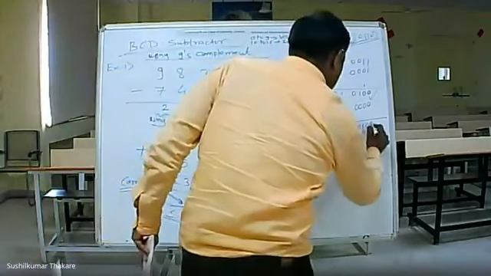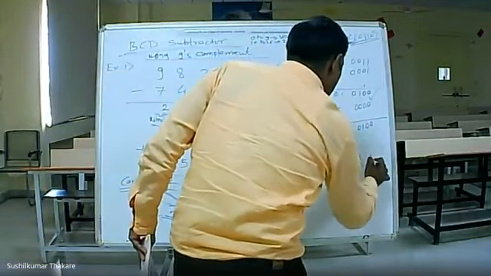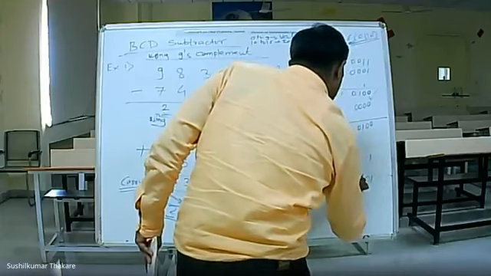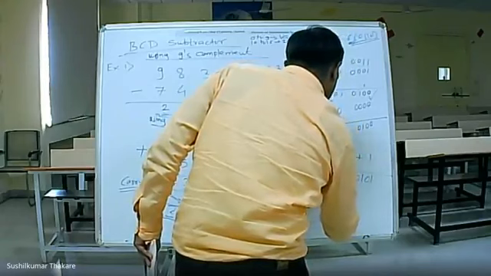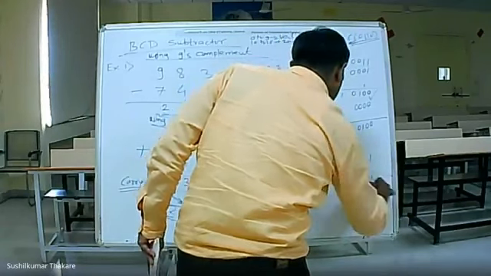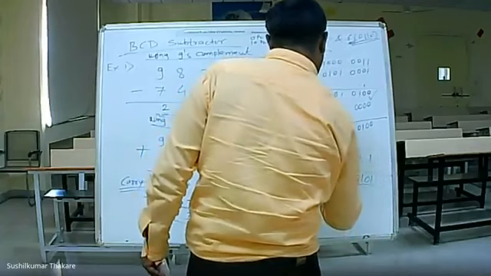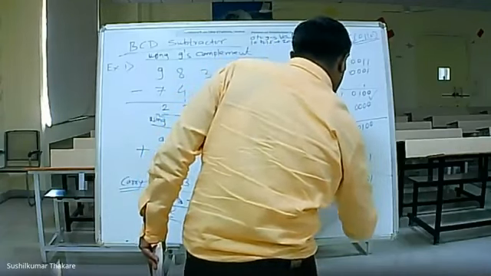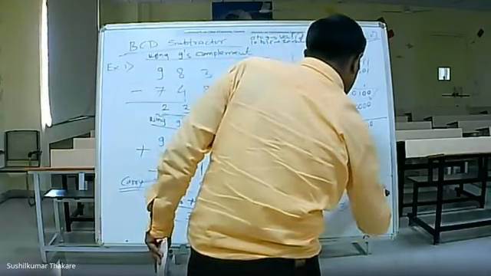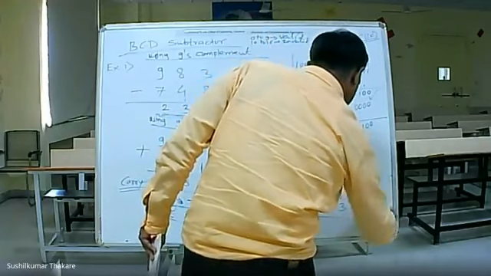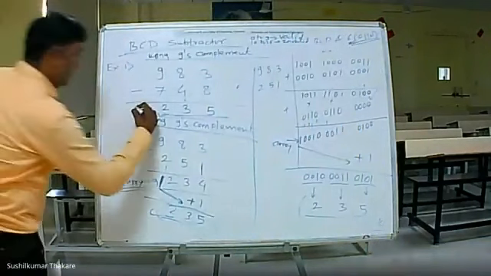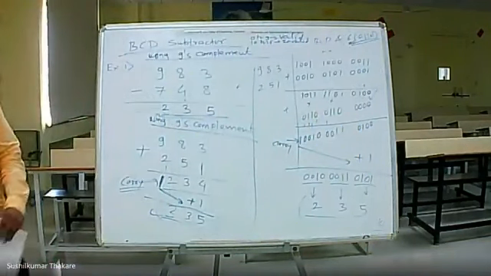Okay. So 0 plus 1 is 1. 0 plus 1 is 1. Then 0, 1, 0, 1, 1, 0, 0. And 0, 1, 0, 0. What is 0, 0, 1, 0? It's 2. What is 0, 0, 1, 1? It is 3. It is 5. This is 2, 3, 5. So I will repeat these things.